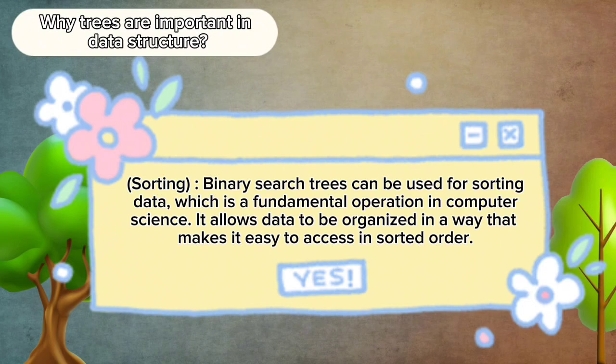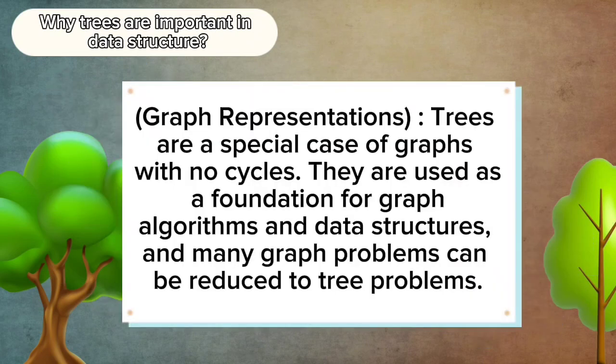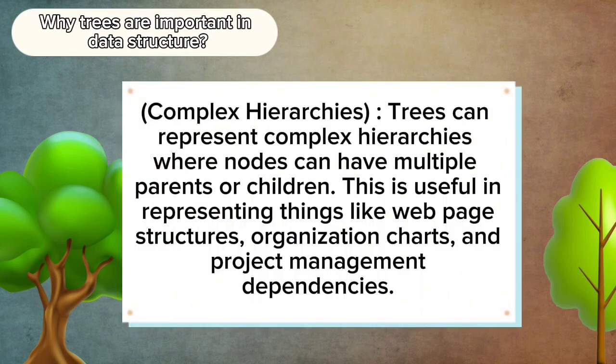Second is sorting. Binary search trees can be used for sorting data, which is a fundamental operation in computer science. It allows data to be organized in a way that makes it easy to access in sorted order. Third is graph representations. Trees are a special case of graphs with no cycles. They are used as a foundation for graph algorithms and data structures, and many graph problems can be reduced to tree problems.